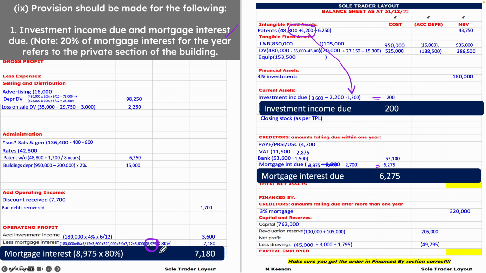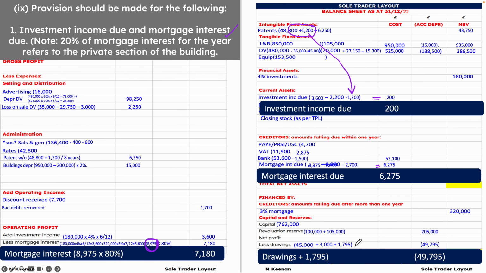But if we have 20% of it going into the private section of the business, 80% of it will have to go into the business. So 8,975 multiplied by 80% is 7,180, which is going to go into the business, into the TPL.